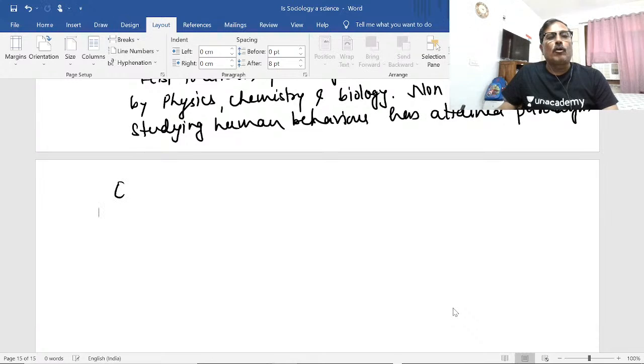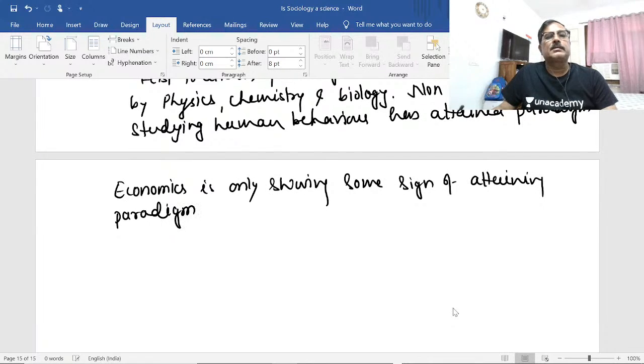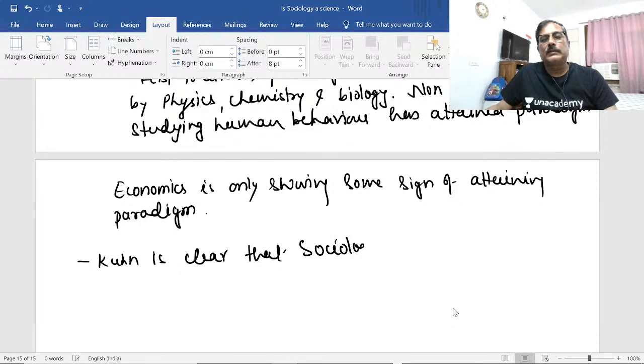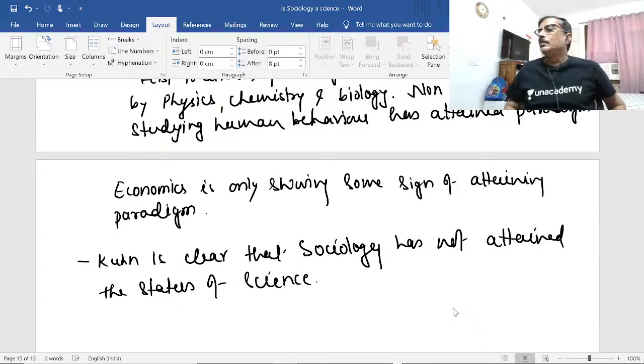He said economics is only showing some sign of attaining paradigm. That means Kuhn is clear that sociology has not attained the status of science. So for Kuhn, sociology is not science.